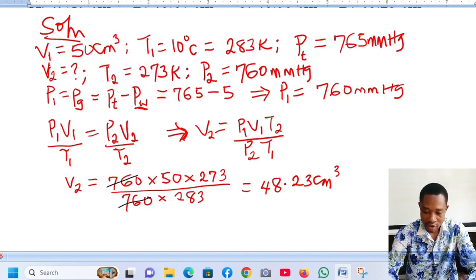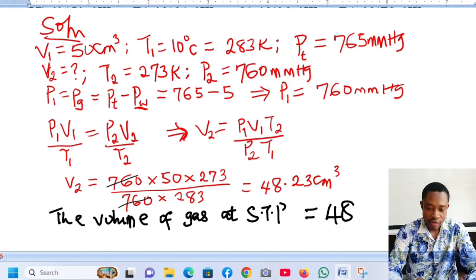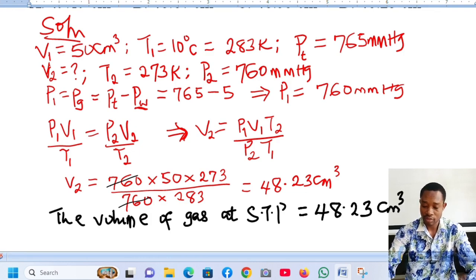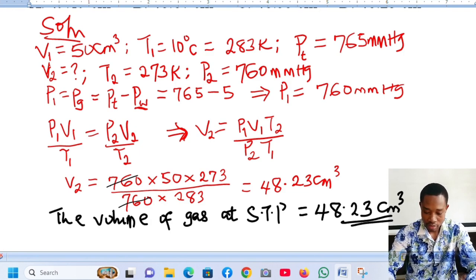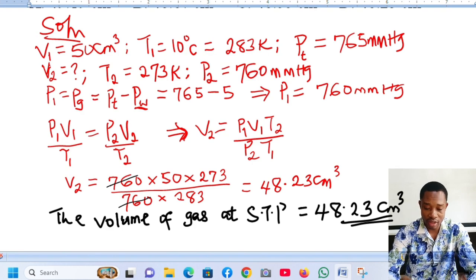I want to make a conclusion because it's not necessary in your Jamb exam. In Waec, you have to make a conclusion. All right, the volume of the gas at STP is equal to 48.23 cubic centimeter. That is the answer. The volume of the gas at standard temperature and pressure is equivalent to 48.23 cubic centimeter.